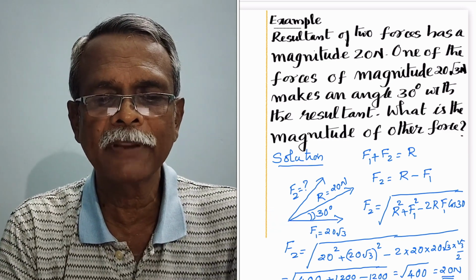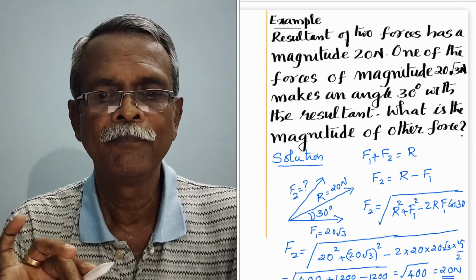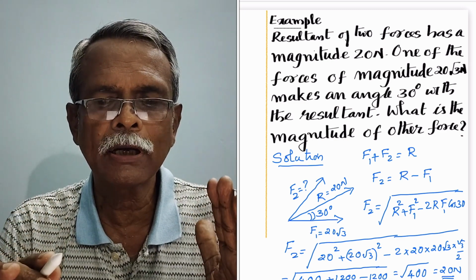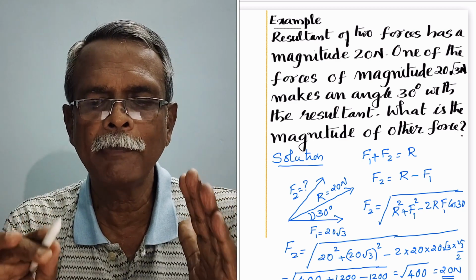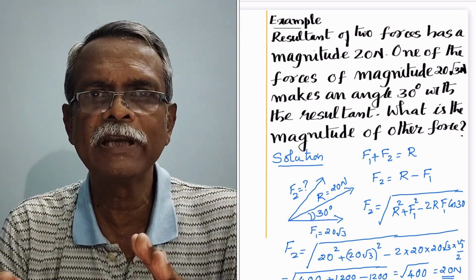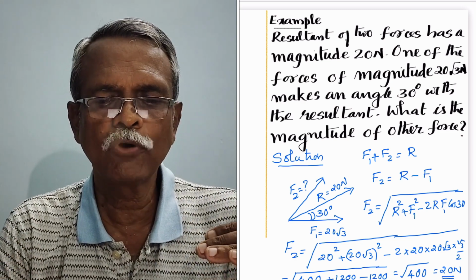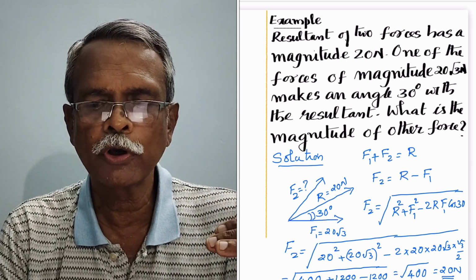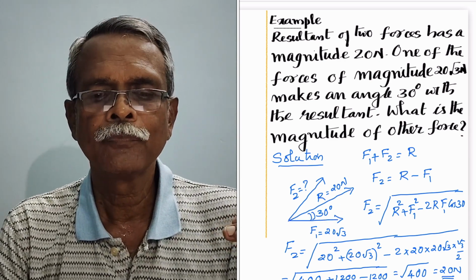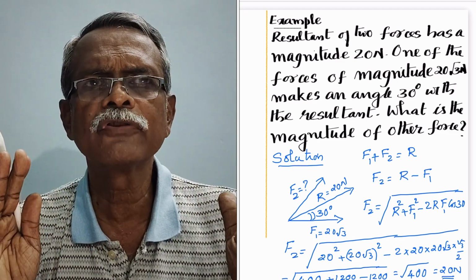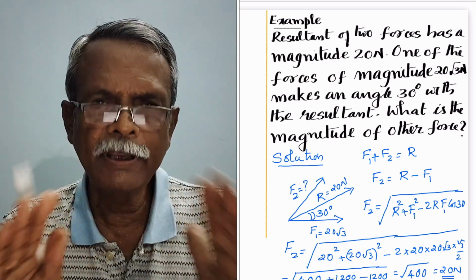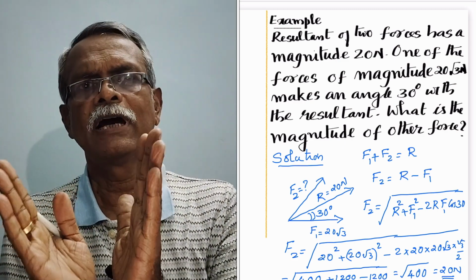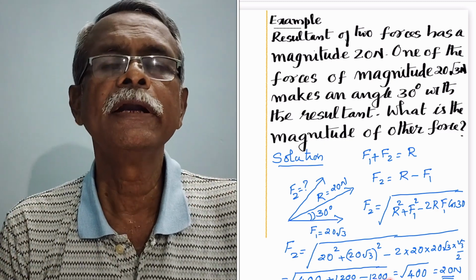30 is the angle between R and F1. That is theta. Therefore, it is 20 square plus 20 root 3 whole square minus 2 multiplied by 20 multiplied by 20 root 3 multiplied by cos 30, which is root 3 by 2. Therefore, 400 plus 1200 minus 1200, which is equal to square root of 400, which is 20 Newton. Therefore, if you understand the concept of finding the difference between two vectors and which angle is to be taken as theta, then this question can be easily done.